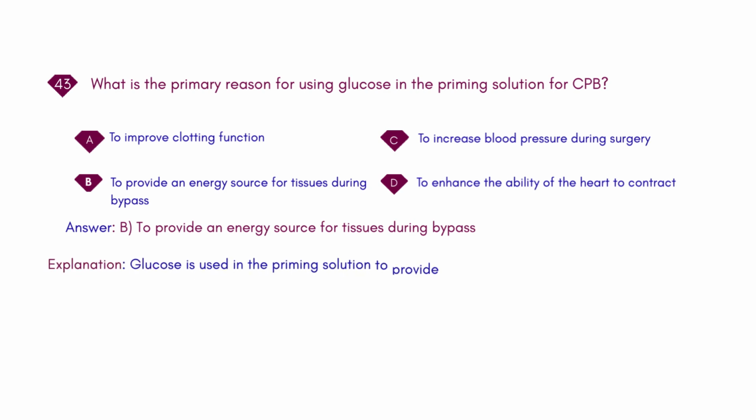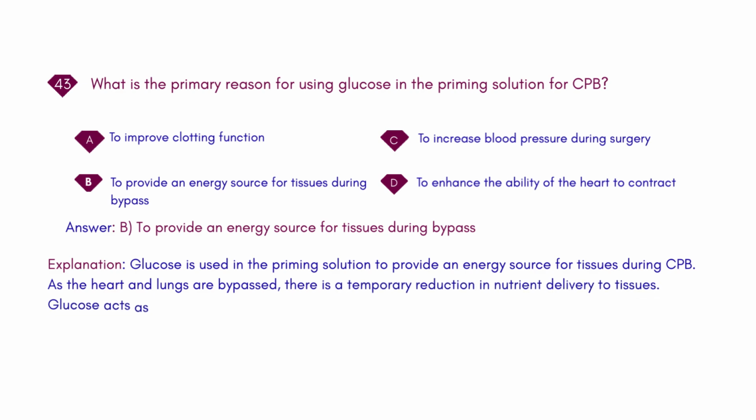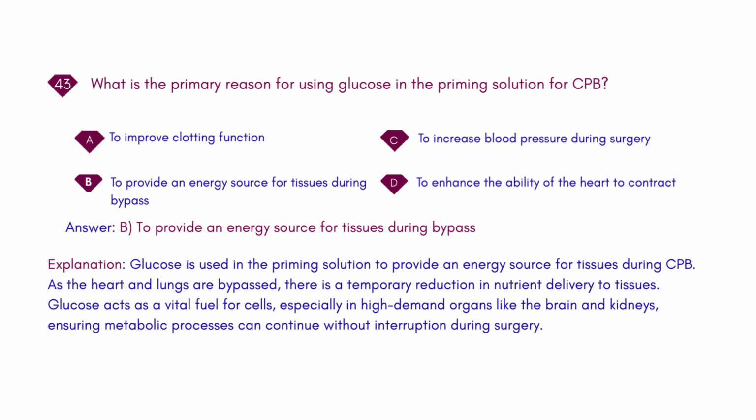Explanation: Glucose is used in the priming solution to provide an energy source for tissues during CPB. As the heart and lungs are bypassed, there is a temporary reduction in nutrient delivery to tissues. Glucose acts as a vital fuel for cells, especially in high-demand organs like the brain and kidneys, ensuring metabolic processes can continue without interruption during surgery.